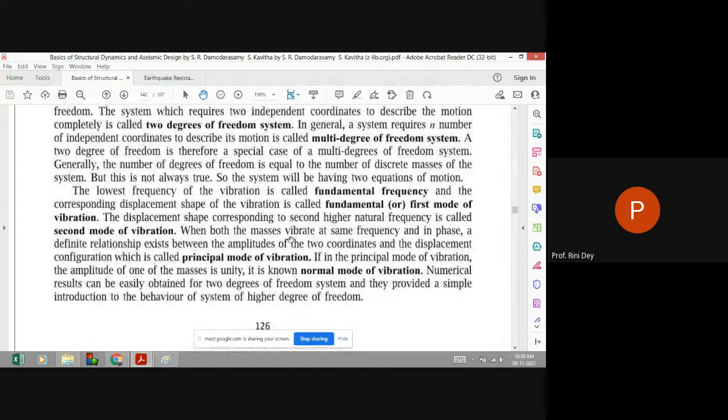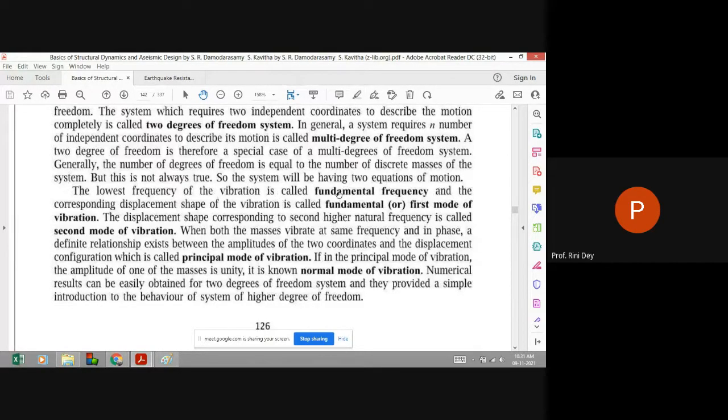So when both masses vibrate at the same frequency and in phase, a definite relationship exists between the amplitudes of two coordinates and the displacement configuration, which is called principal mode of vibration. So if in the principal mode of vibration the amplitude of one of the masses is unity, it is known as normal mode of vibration. So numerical results can be easily obtained for 2 degree of freedom system, and they provide a simple introduction to the behavior of systems of higher degree of freedom.